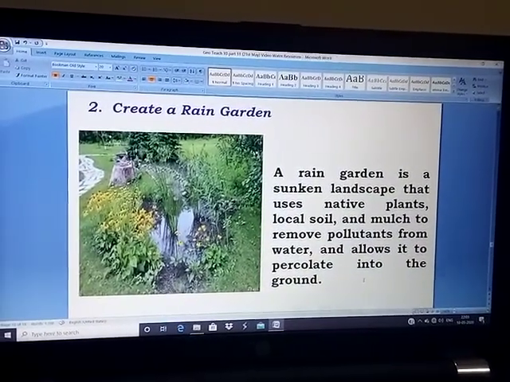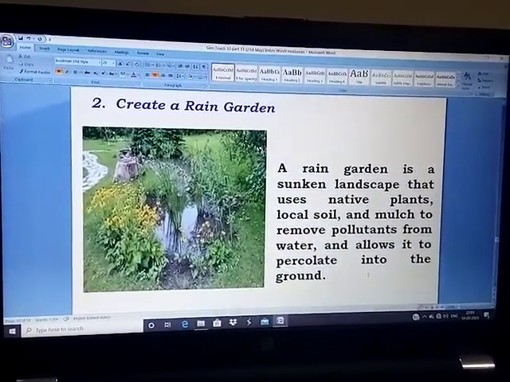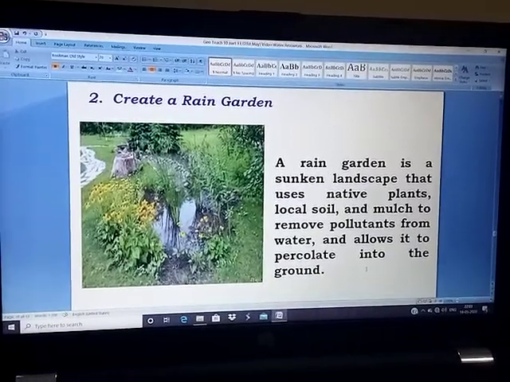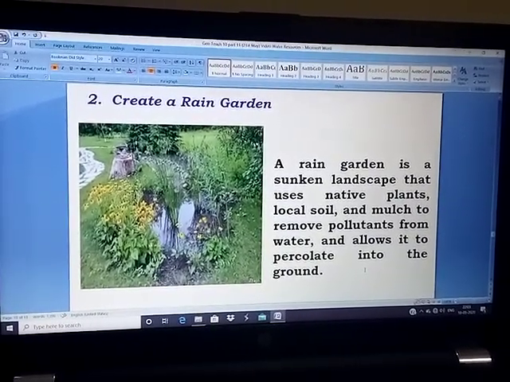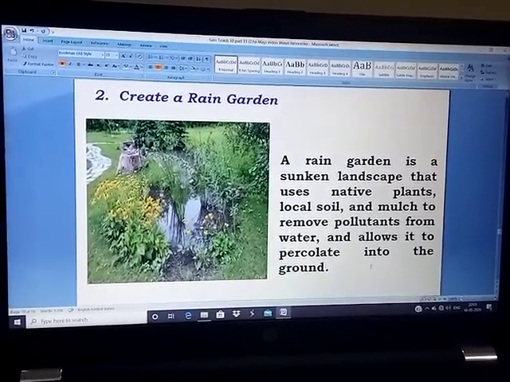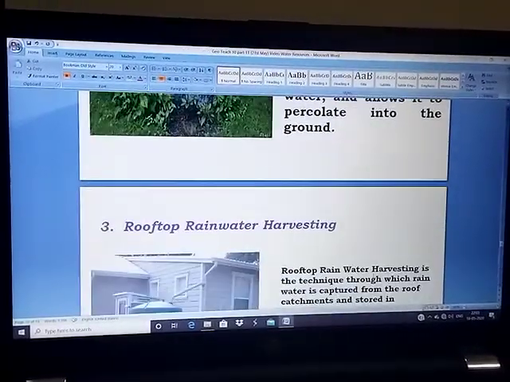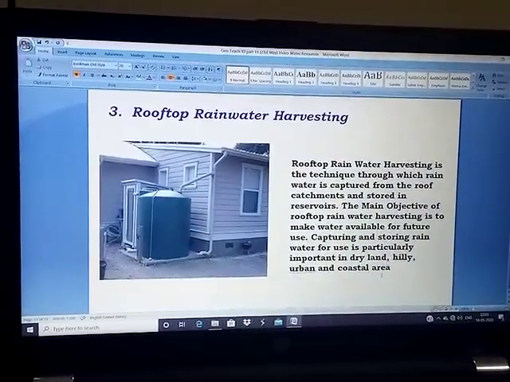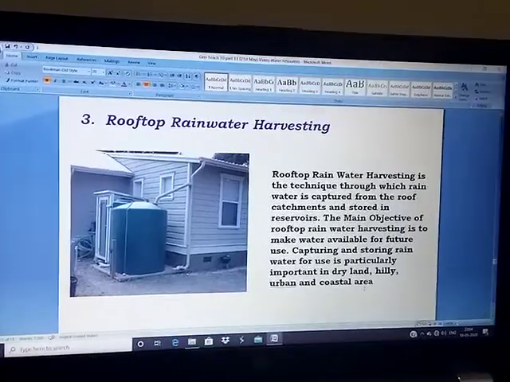The water has to percolate. We use the word percolate to mean sink, go into the ground, seep into the ground, due to which the water table will go up. This is called rooftop rainwater harvesting.